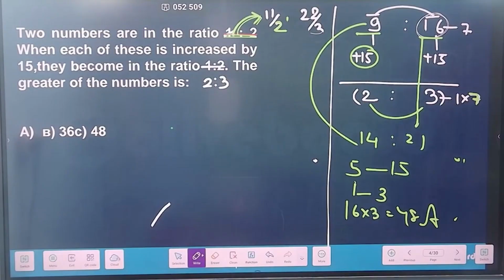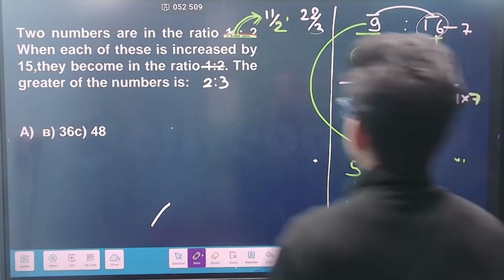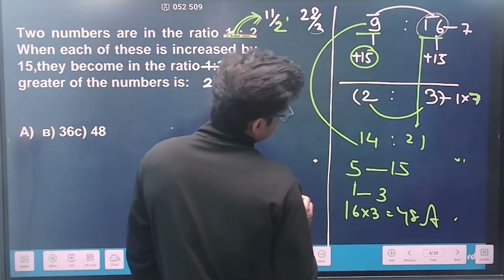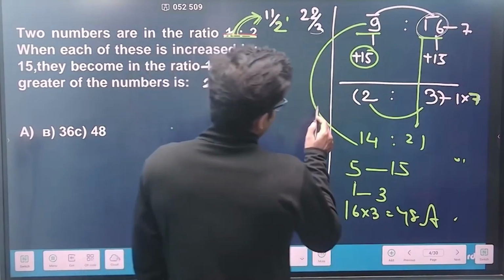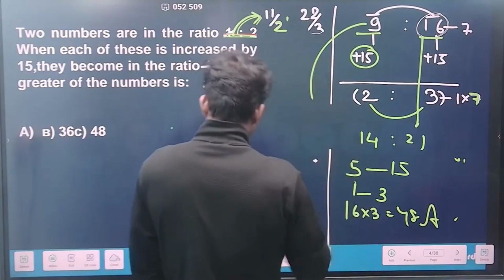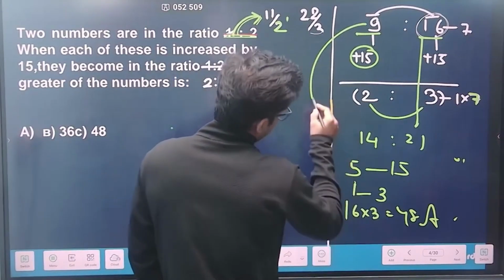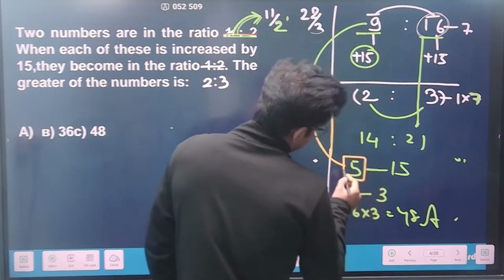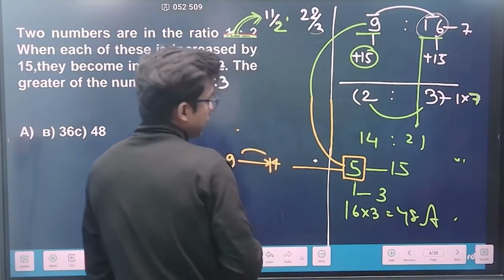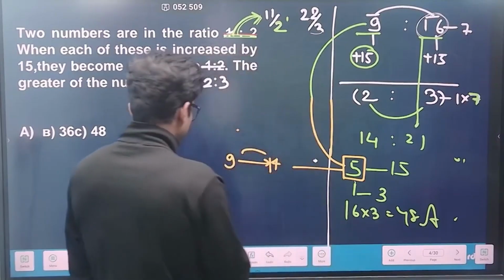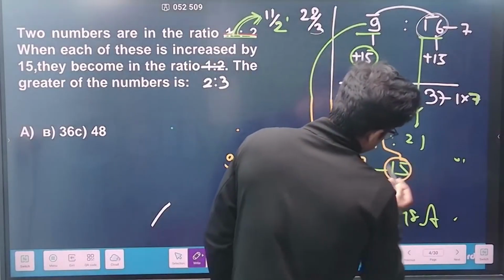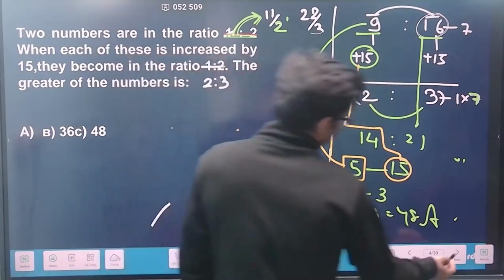So here also you can answer this. This is also the way through which you can answer, okay? Again I am saying, according to me, how much is added? According to me, 5 is added. Why 5 is added? 9 is becoming 14. So 5 is added. According to the question, 15 is added. So 5, 15, 1, 3, 16, 3 is 48.